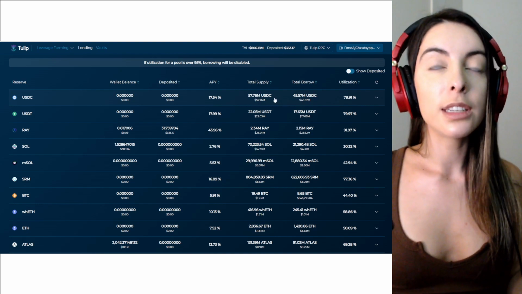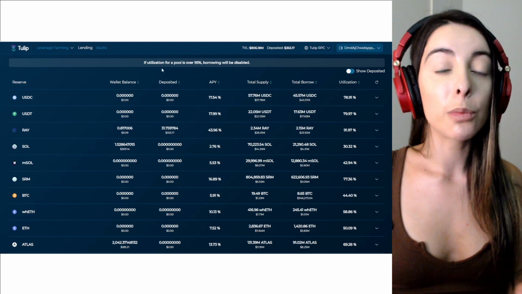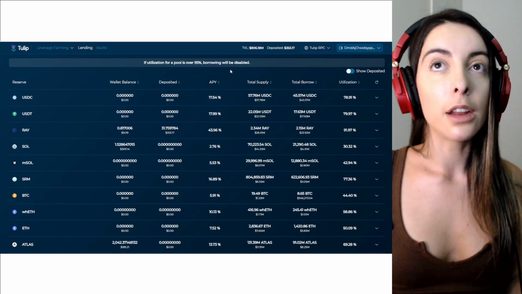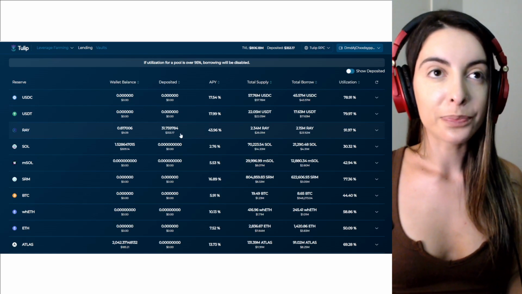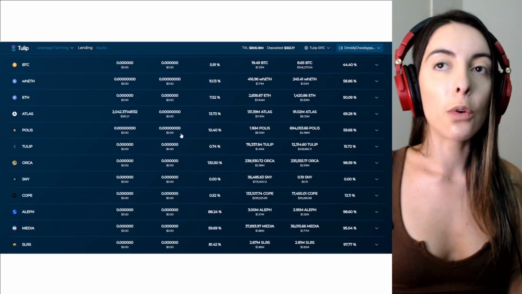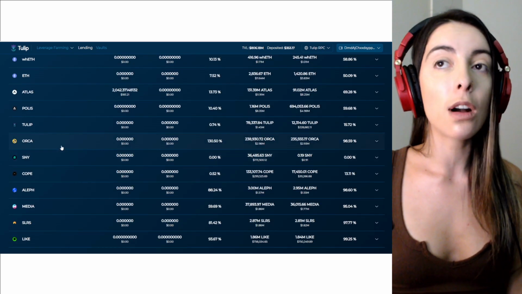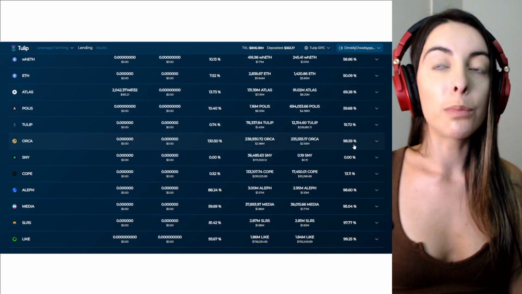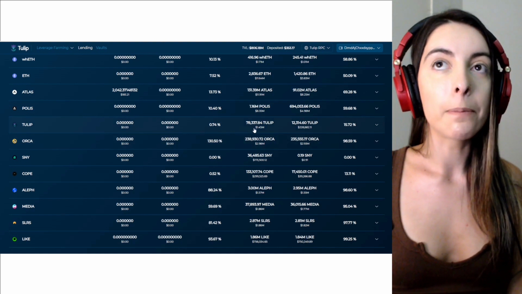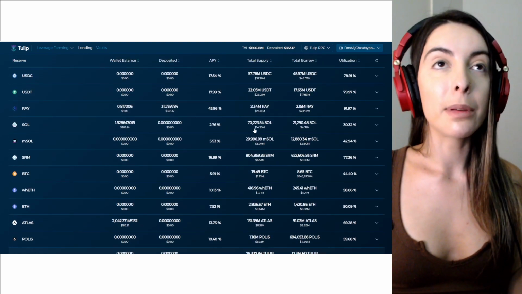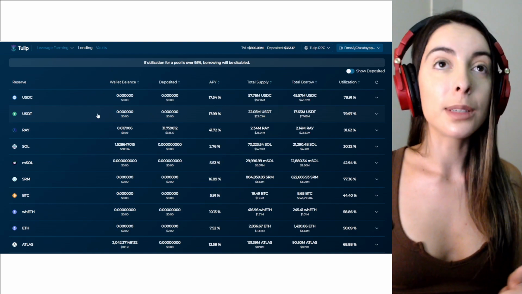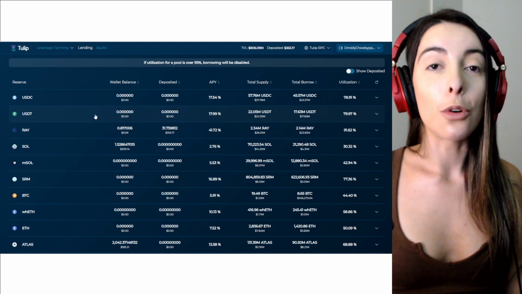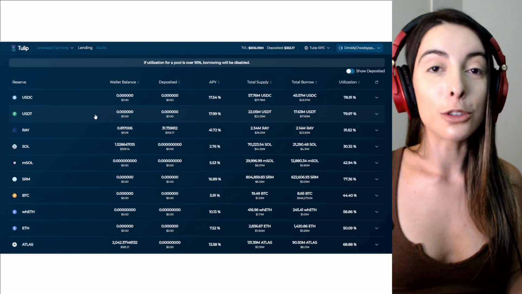The second thing that you need to understand is that if utilization for a pool is over 95%, borrowing will be disabled. So we'll quickly find a coin that it's disabled on. So you can see Orca, the amount borrowed is way too close to the amount supplied. So borrowing is disabled on this coin. So those are the two things to keep in mind. And I'm going to show you how to supply your tokens if you want to lend out your tokens.